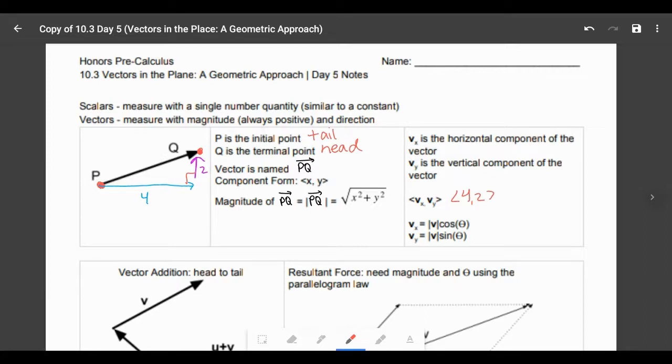Also relating back to our trigonometry unit, we can find Vx and Vy by using cosine and sine of theta, where that theta is going to be the angle measure in reference to our x-axis. Remember, cosine is that horizontal component and sine is that vertical component in trig. So we just take those values, multiply by the magnitude of the vector, and we can also get these components for Vx and for Vy.